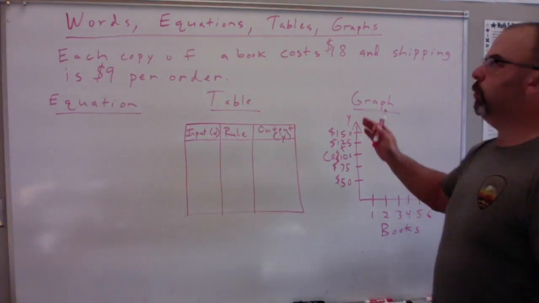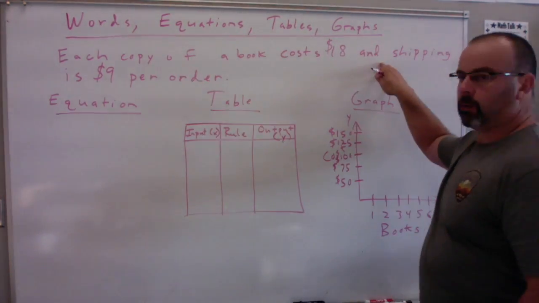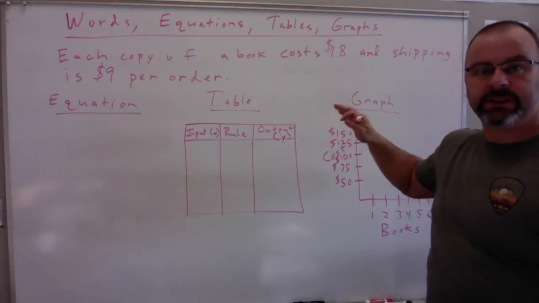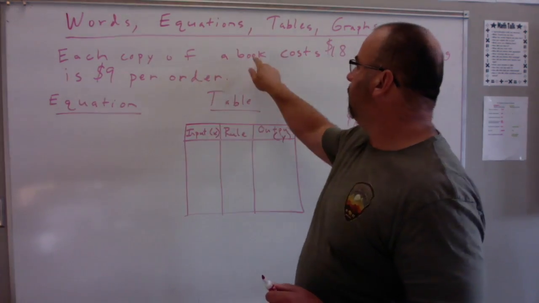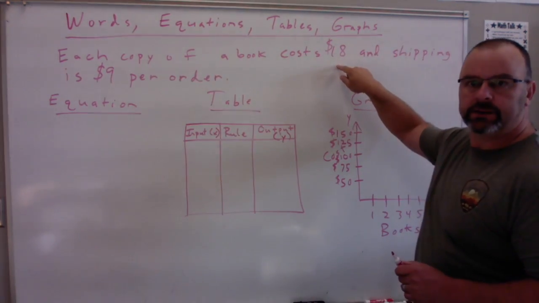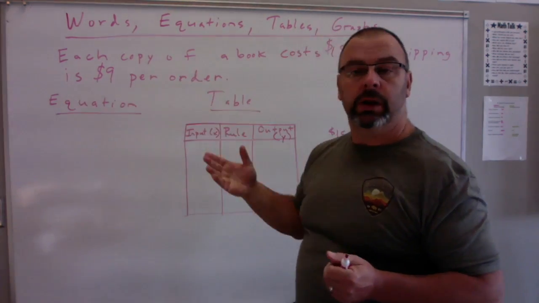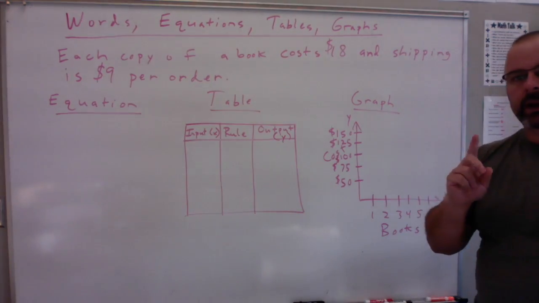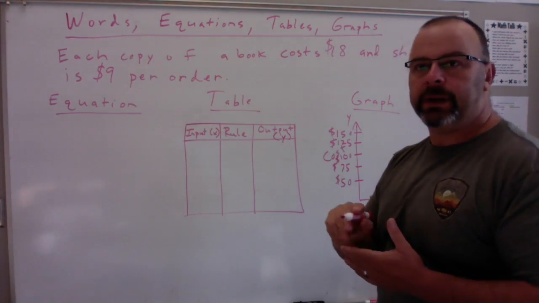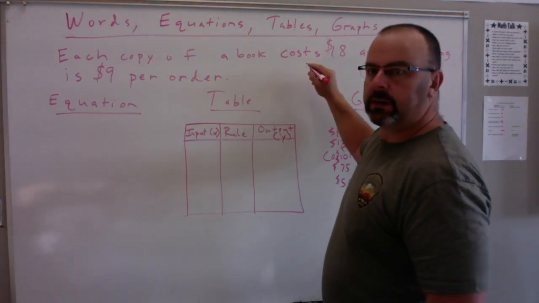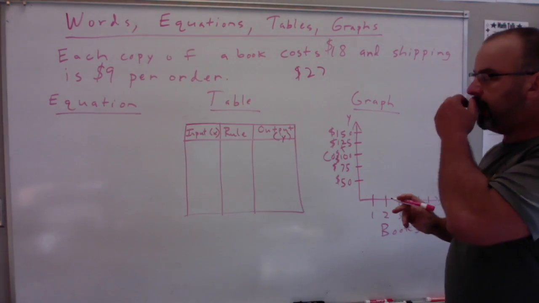We're talking about taking words and putting them into an equation, a table, and a graph. These are different ways to represent our words. So in this problem, each copy of a book costs $18 and shipping is $9 per order. So if I order one book, it's going to cost me 18 plus 9, which would be $27.